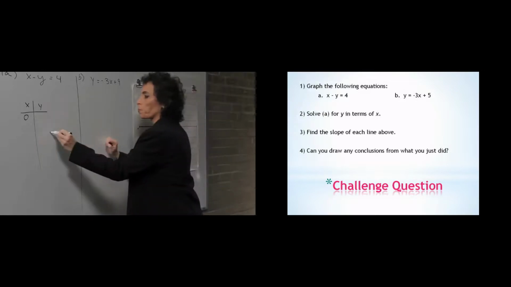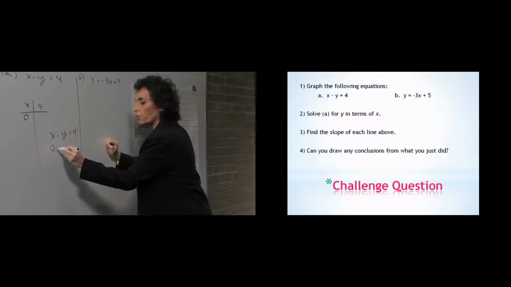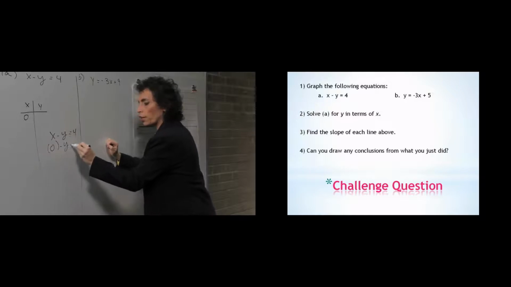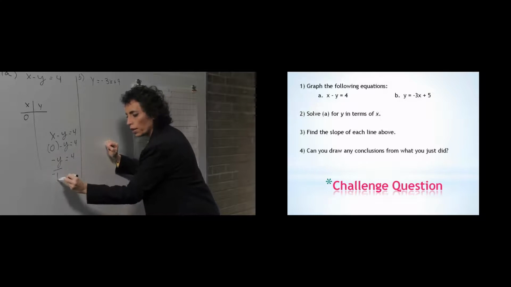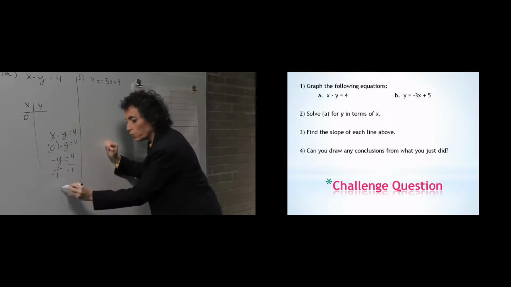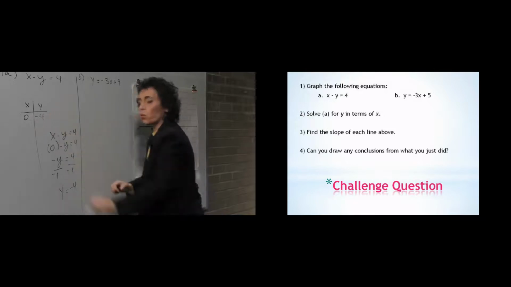Okay, so x minus y equals 4. If I have 0 for x, I have minus y equals 4, negative y equals 4, divide by negative 1, divide by negative 1, y is negative 4. So I would have 0, negative 4, okay?